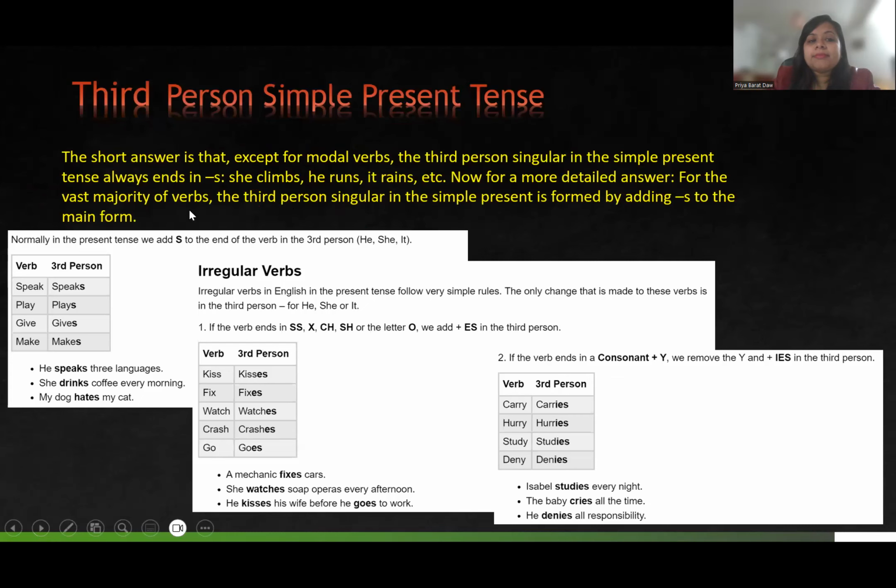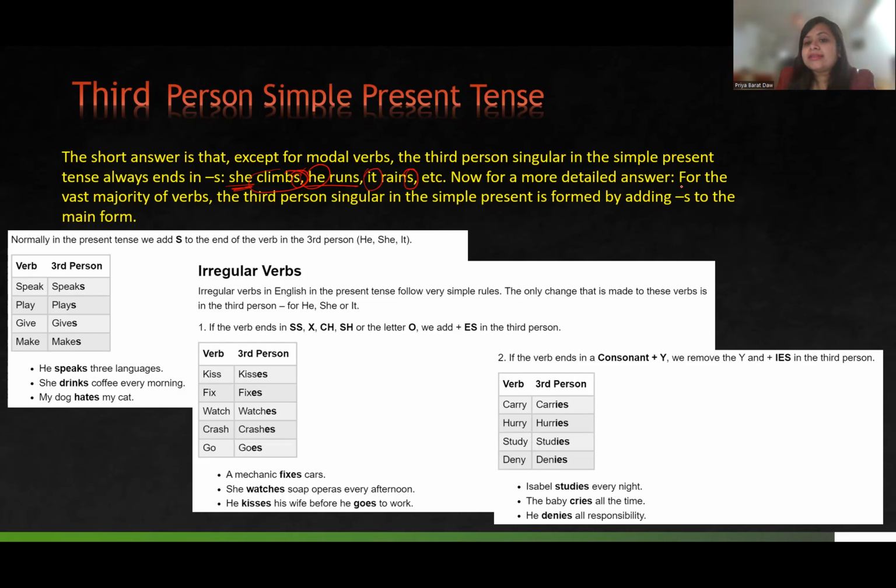Now, the third person simple present tense. What is the definition of the third person simple present tense? The short answer is that, except for modal verbs, the third person singular in the simple present tense always ends in s. Always remember, ends in s. Like she climbs. She is the third person, so the verb climb always ends with s. She climbs. He runs, he is also third person. It rains, it is also third person. So that's why we use s at the end of the verb.